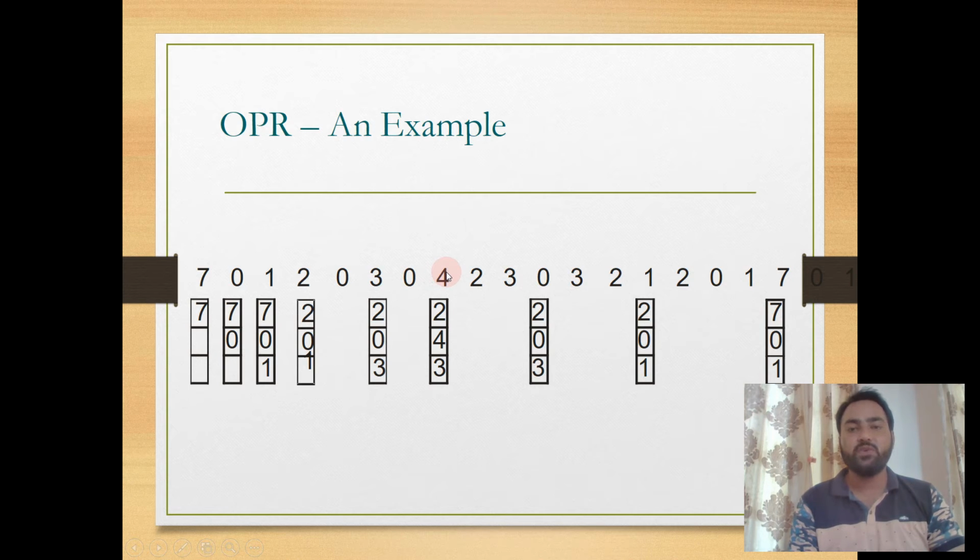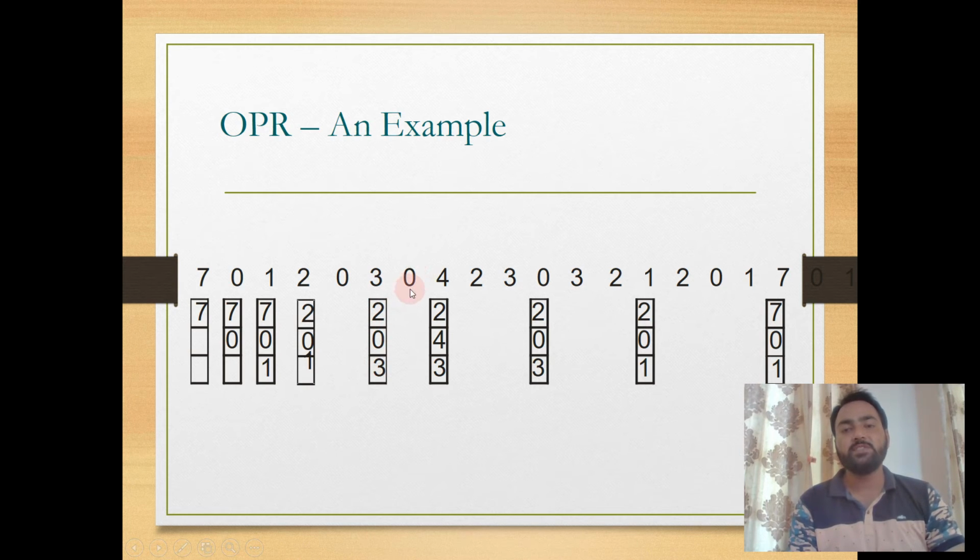Then comes 4, then comes 2, and then comes 3. Then 0, then 3, then 2, then 1. From this we identified that page number 1 is the longest that will be used at a later stage. So we will replace the page 1 with the page 3, and thus the frame set now has page number 2, 0 and 3.